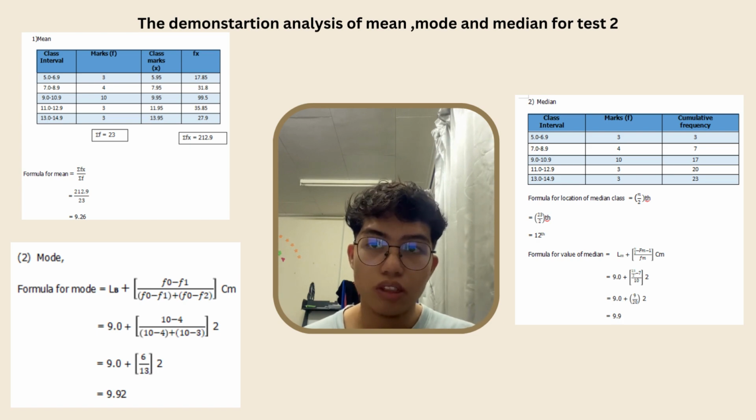The second is mode. The formula for the mode you can see in the pictures. So the answer is 9.92.